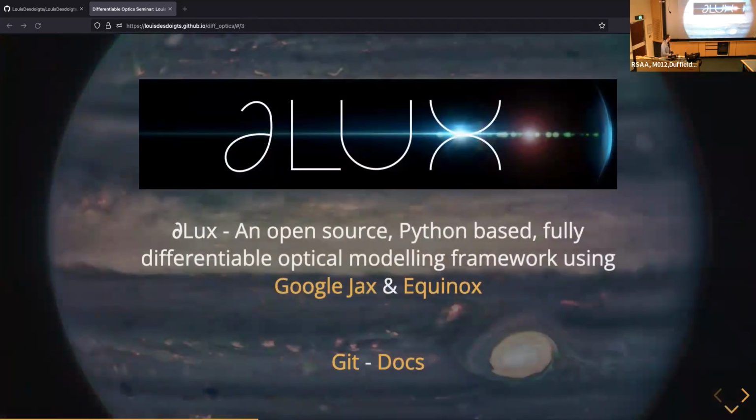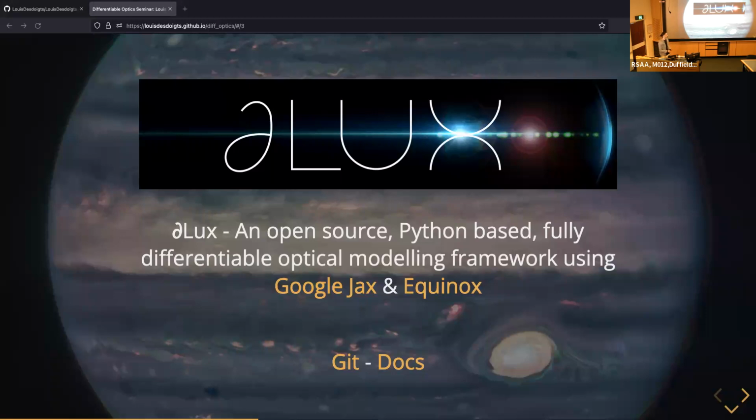So let me tell you about my software, Deluxe. We've built it to be fully open source. It's Python-based, built with JAX as our machine learning framework, which also means that it has a NumPy-like API. We've designed this to be as accessible and as flexible as possible so that everyone can do the various different things you do in optics.